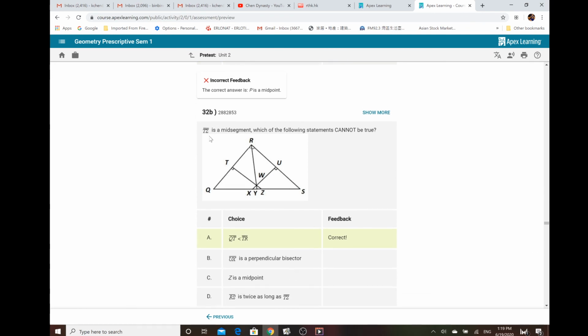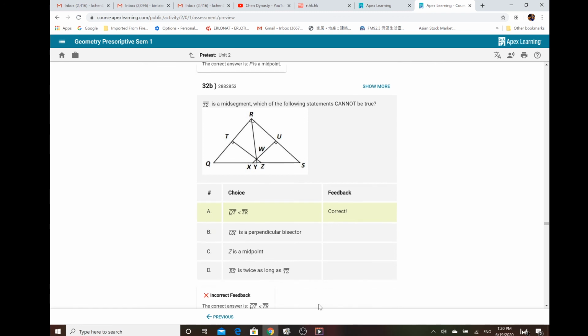Here's another one. TZ is the mid-segment of this triangle QRS. That means T is the midpoint of QR, and Z is the midpoint of QS. Which of the following statements cannot be true? QT is not less than TR. This one is showing that it's less than, which is not correct. Again, a mid-segment guarantees that T is the midpoint of QR and Z is the midpoint of QS.